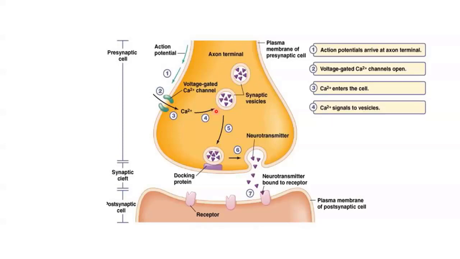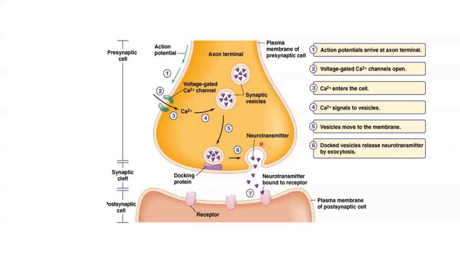Calcium in the axon terminal signals to our vesicles full of neurotransmitter. This causes the vesicles to move toward the plasma membrane facing the synaptic cleft. These vesicles will then merge with that plasma membrane and expel that neurotransmitter via exocytosis. The neurotransmitter diffuses across that synaptic cleft and binds to our ligand-gated sodium channels on the sarcolemma, or the plasma membrane of the muscle fibre.